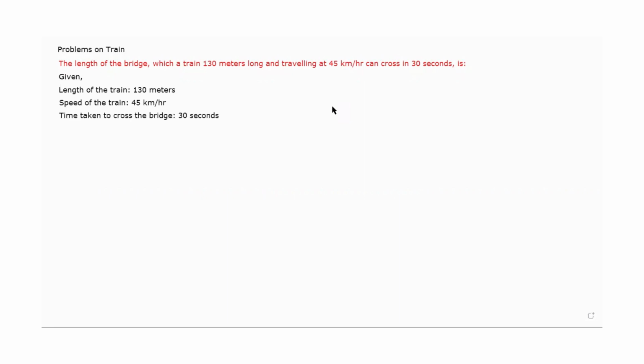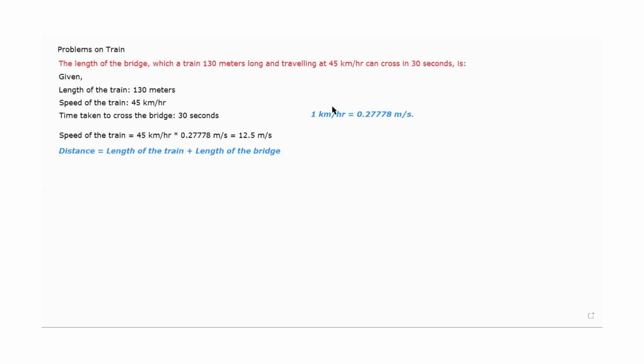First, we need to convert the speed of the train from kilometers per hour to meters per second, since the time given is in seconds. To convert from kilometers per hour to meters per second, we use the conversion factor 1 kilometer per hour equals 0.27778 meters per second. Speed of the train equals 45 kilometers per hour times 0.27778 meters per second equals 12.5 meters per second.